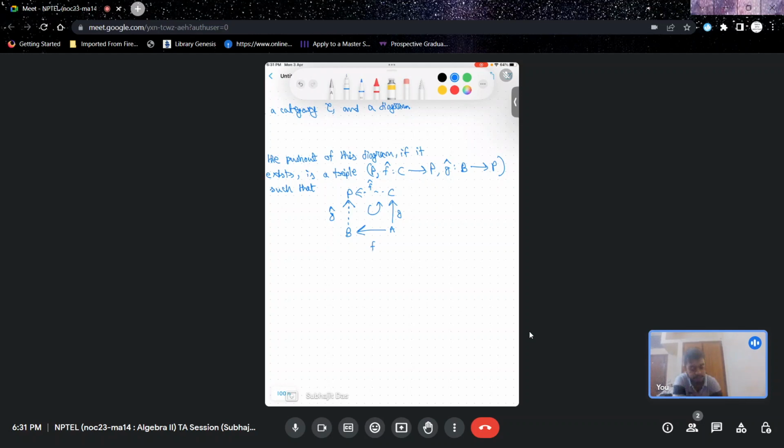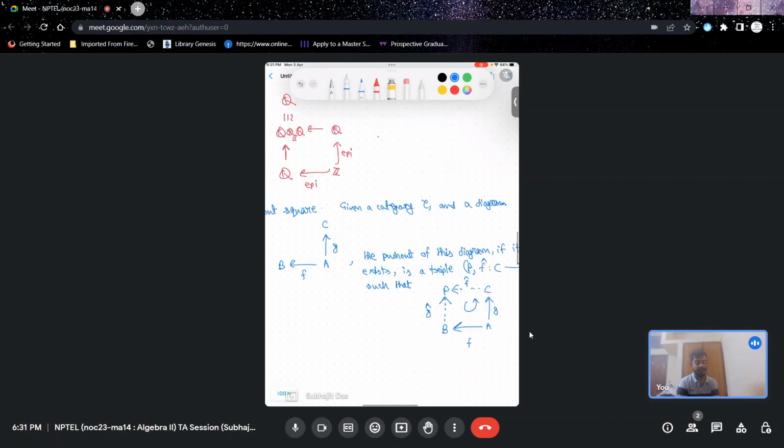This says that this square is a commutative square, and this triple P, F hat, G hat is the universal triple with respect to this property. That is, it has this universal property. It is universal among all triples with the same property, that is, it is a triple which is universal to the given diagram.